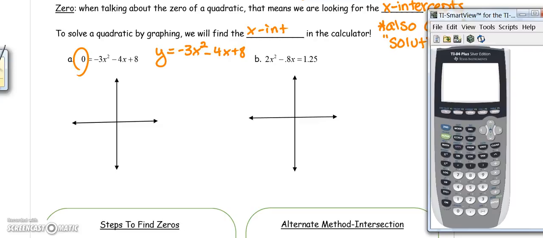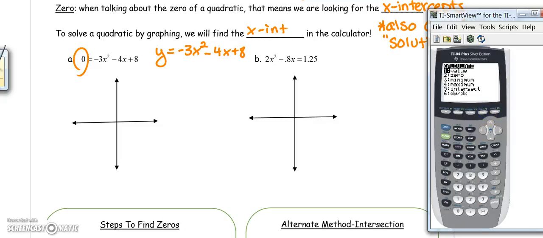All right. So first thing you want to do is hit the y equals button. Then I'm going to type negative 3x squared minus 4x plus 8. Then I'm going to hit zoom 6 to make sure that I've got the standard window. Now we know that this viewing window is okay because I can see the highest point of the graph, the maximum, the vertex, and I can also see 2 x-intercepts, so we know we can see the whole graph.